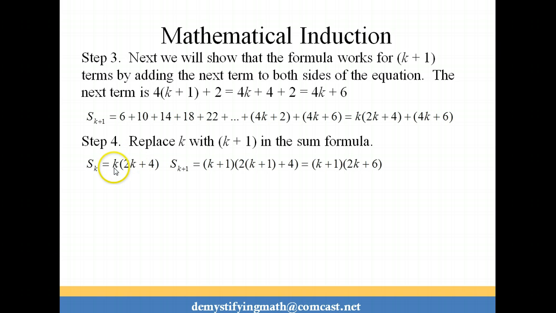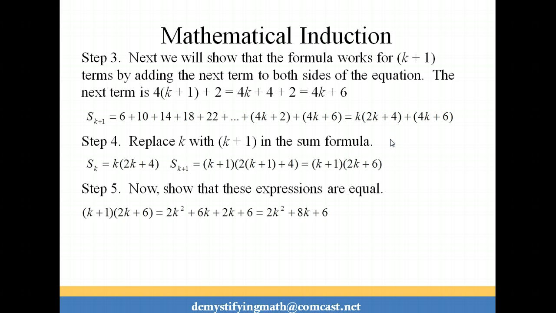So our sum formula is k times 2k plus 4. So where we have a k, we're going to rewrite it as k plus 1. And we get k plus 1 times 2k plus 6. Now what we want to do is show that this formula for the sum is the same as this formula by adding the next term to the sum of k terms. Now we're going to show that they are equal by distributing it out. So we FOILed everything out just like we had done earlier, but in terms of n earlier. And we did the same thing for this one, and notice that we get the same answer.